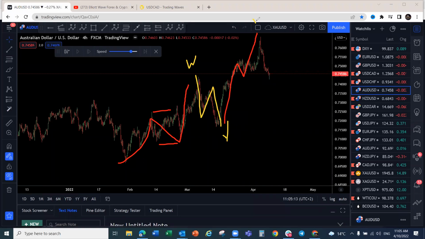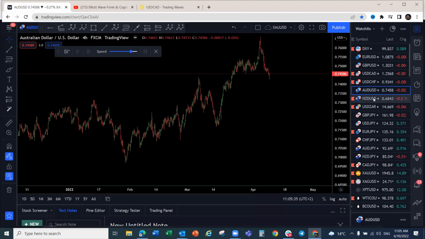So this is Y. Excuse me, I'm running out of screen here. I'm out of space. That's fine. So here you've got a WXY corrective structure in the lower degree. You've got here an ABC corrective structure in the lower degree. Now the expectation is that this will continue to push to the downside. Okay, so that is AUD US dollar.